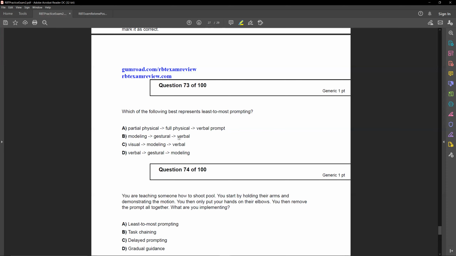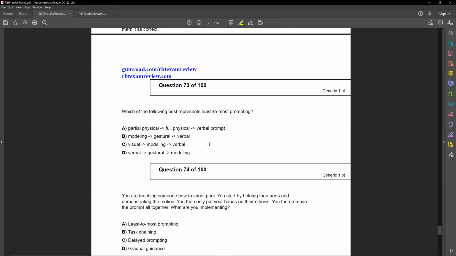Because this would be going from a physical prompt to a verbal prompt. That is not least to most, okay? That would be a most to least. So A is out. B, modeling, gestural, verbal. Again, modeling is always going to come after the gesturals and the verbals and before partial and full physicals, okay? So this would not represent least to most, right? That would be, if anything, most to least again.